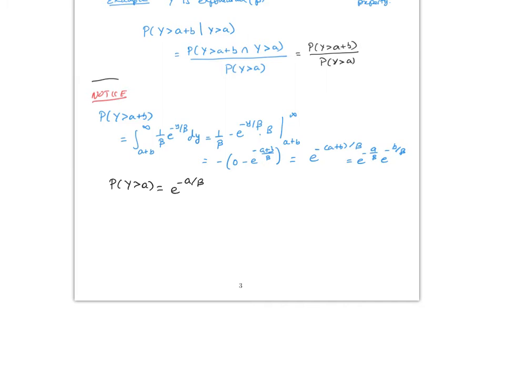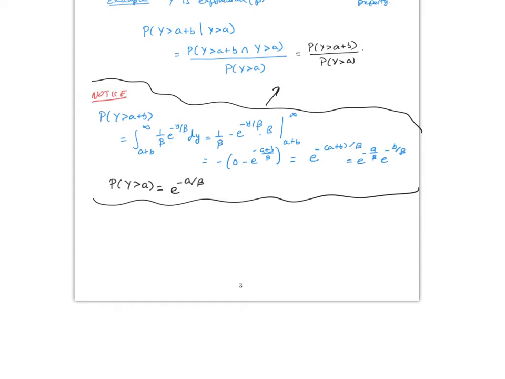So therefore, if we plug all of this in here, we will end up with e to the minus a over beta times e to the minus b over beta, over e to the minus a over beta. Notice that this will cancel, and this will be e to the minus b over beta only, which by definition is the probability that y is greater than b. So this shows the memoryless property of the exponential distribution.